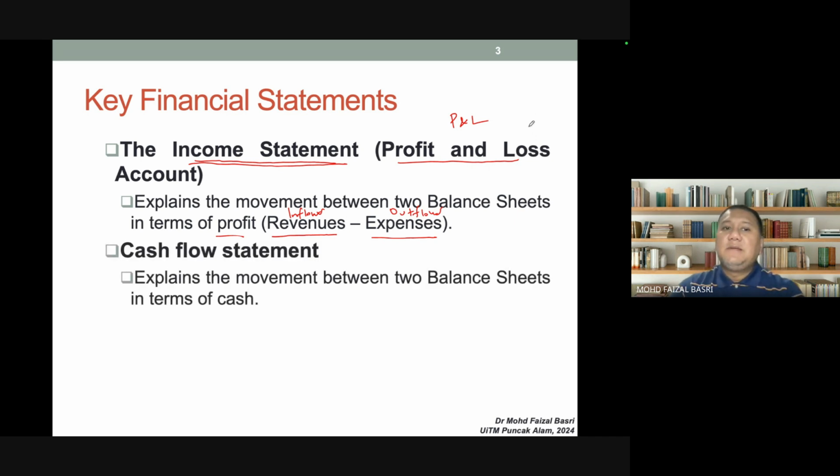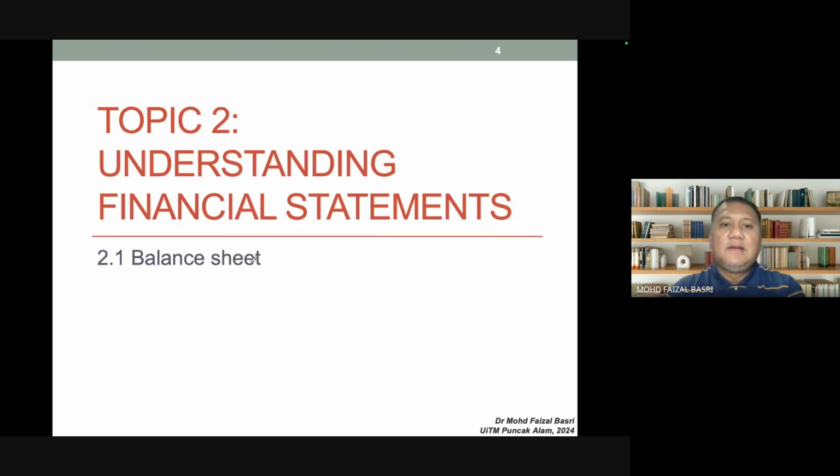And the third statement is called the cash flow statement. Similar to the income statement, except the focus is more on the cash movement. Income statement is more on the profit, while cash flow is more on the cash movement. Out of the three that I've mentioned just now, the statement of financial position, income statement, and cash flow statement, for the first two we will only explore the structure, the format, and the items. You don't have to worry about how to prepare the statements. But the one we're going to explore later on is the cash flow statement, how to prepare it. So let's start with the balance sheet.